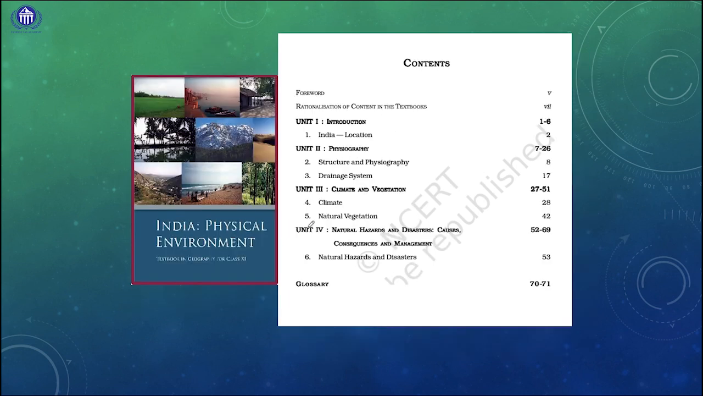Now coming to one more book in 11th standard, that is India Physical Environment. This is also one important book which you need to necessarily read and take notes, and make sure that you are revising and remembering most of the facts which are given in this particular book as well.